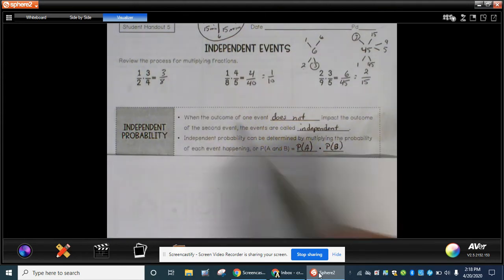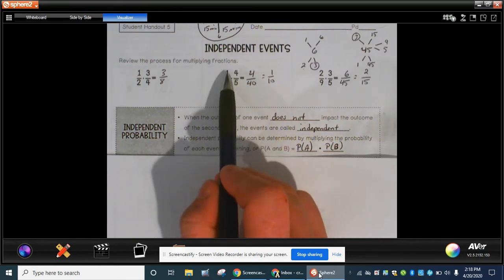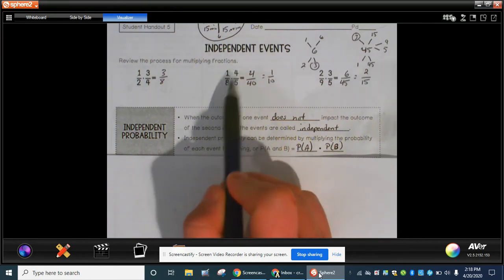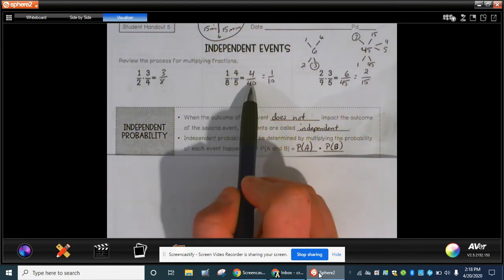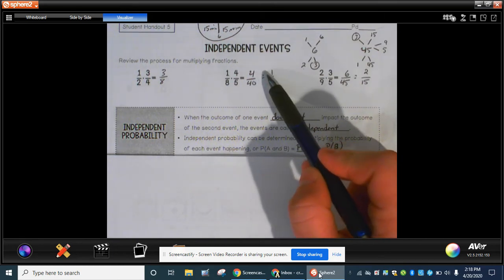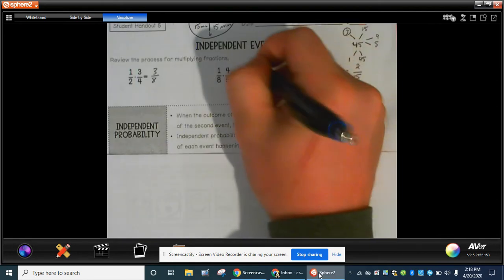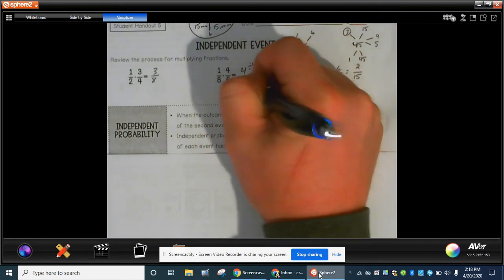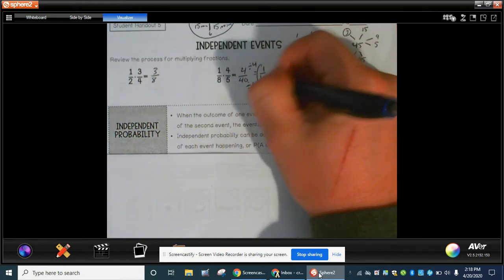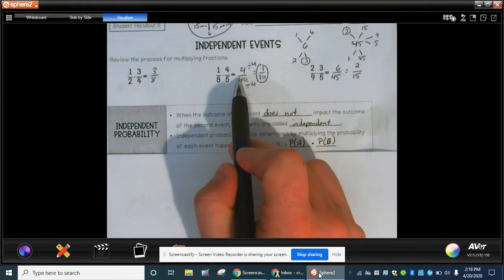All right, so we got 1/8 times 4/5. Again, multiplying fractions, just multiply top times top, bottom times bottom. 1 times 4 is 4, 8 times 5 is 40. I do want you to simplify this. A common factor that 4 and 40 share is going to be 4. So if I divide top and bottom by 4, I get 1/10. This is equivalent to 4/40.